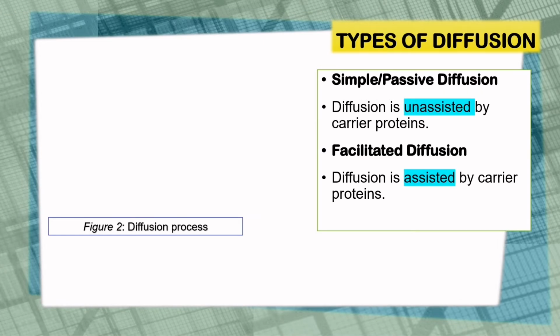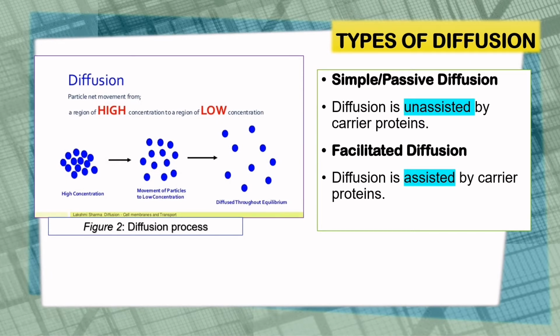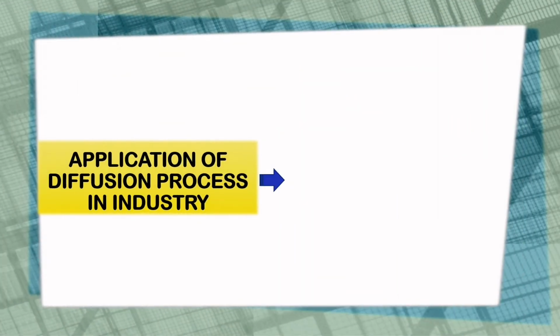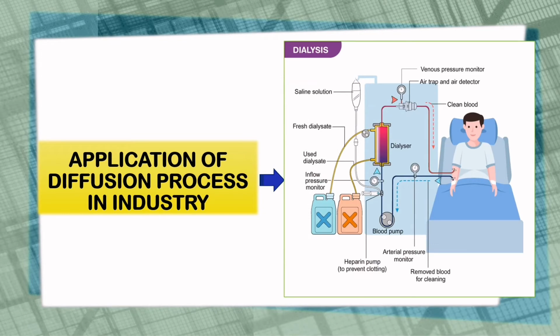There are two types of diffusion, which are simple, also called passive diffusion, and facilitated diffusion. Simple diffusion can happen without the assistance of a protein carrier. Meanwhile, facilitated diffusion happens with the assistance of a protein carrier. We have chosen one application of diffusion in the industry, which is dialysis.